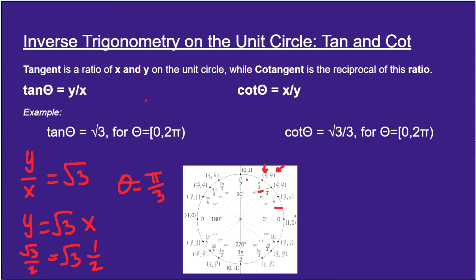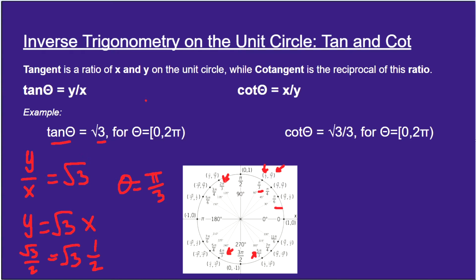So I can see that pi over 3 is one of my solutions. Now, if I want to go and see what is my other solution, right? Once again, I'm going to look around for values where y is square root 3 over 2. Now, the thing with this is that I can see here at 2 pi over 3, 4 pi over 3, and 5 pi over 3, I have that y value. But which one actually will have a tangent of positive root 3?